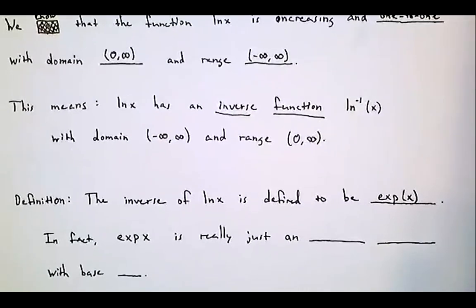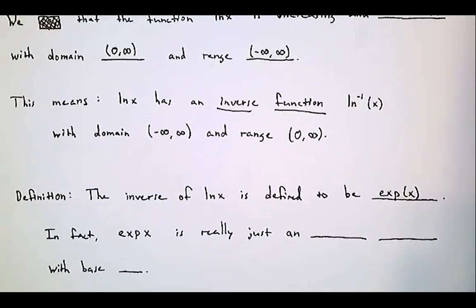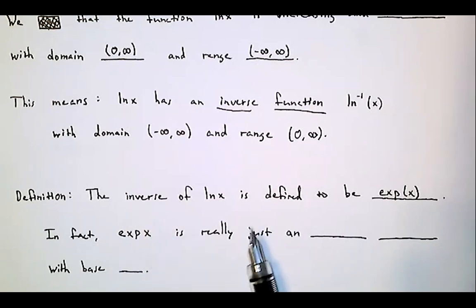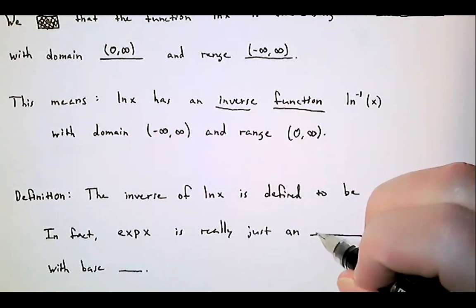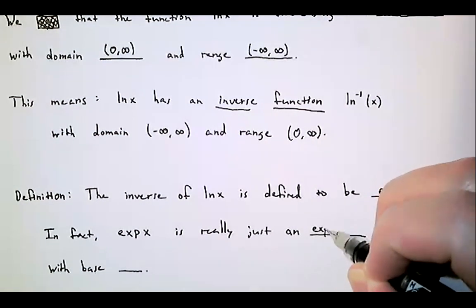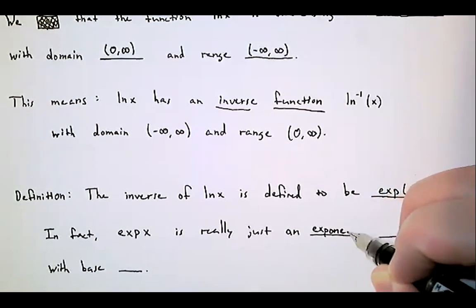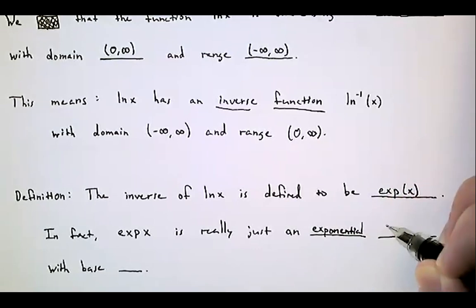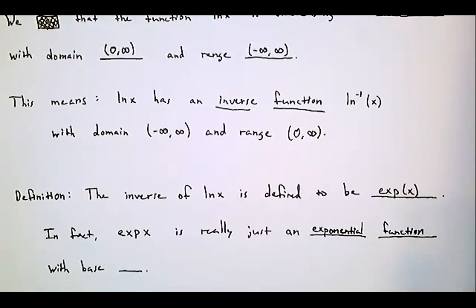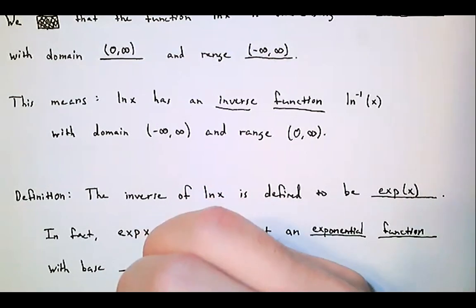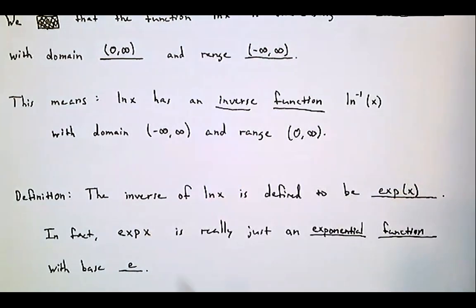Okay, and the title of the section is exponential functions. It looks like exp is short for exponential. And in fact, it really is. Exp of x is really just an exponential function. And you probably already know the base too. It's with base e. So the natural number, which is about 2.7.